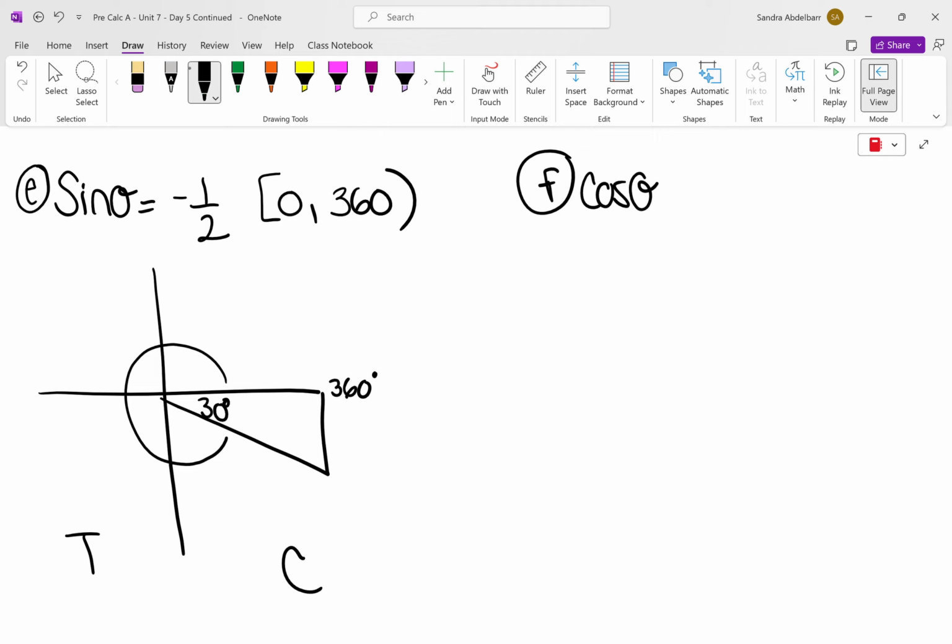Oh, sorry, cosine theta equals a half, not cosine of a half. Cosine theta equals a half, and again, we're between 0 and 360.